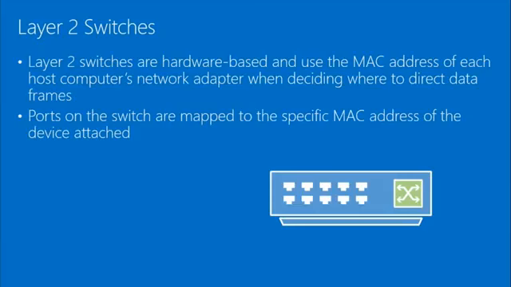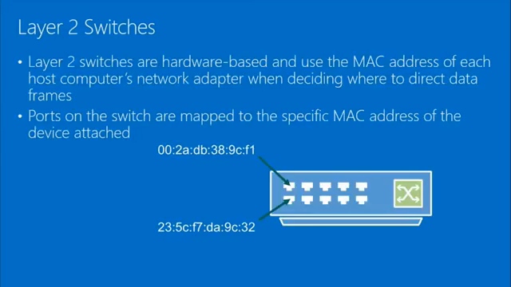Layer 2 switches are hardware-based and use the MAC addresses of each host computer on the network when deciding where to direct data frames. We've talked a little bit about switches already. So ports on the switch are mapped to different MAC addresses on the system. So if we look here, we'll see that these two ports are assigned to these two MAC addresses. So when a packet comes in for a specific device, it will only send to that specific device.